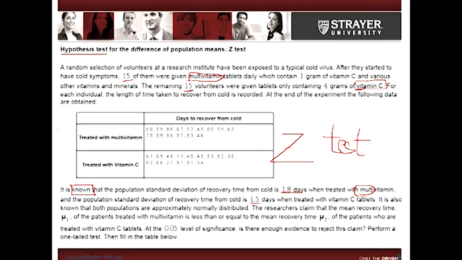The researchers claim that the mean recovery time, mu1, of the patients treated with multivitamin is less than or equal to the mean recovery time of mu2. At the 0.05 significance level, is there enough evidence to reject this claim? So we're going to be using the 0.05 significance level. Our null hypothesis is going to be that mu1 is less than or equal to mu2, and that'll be very important.